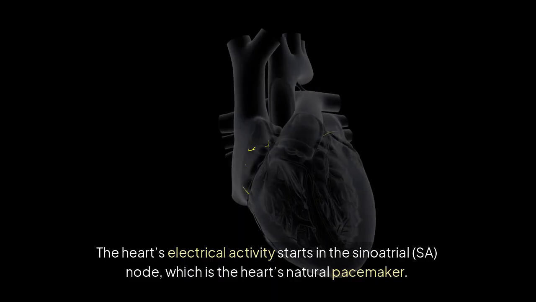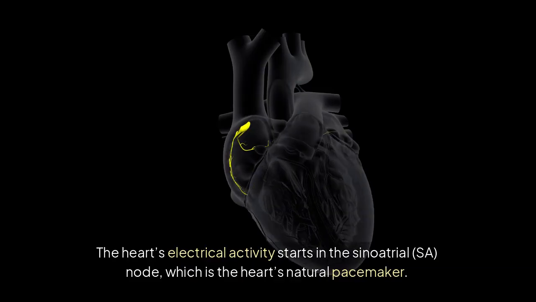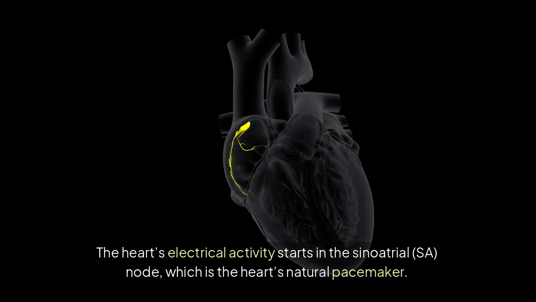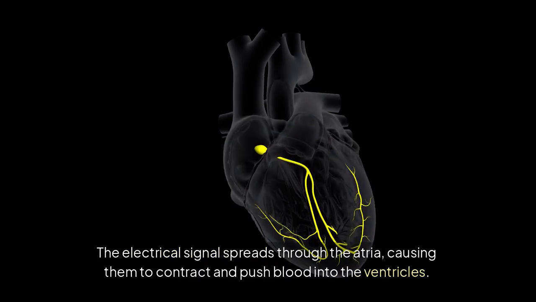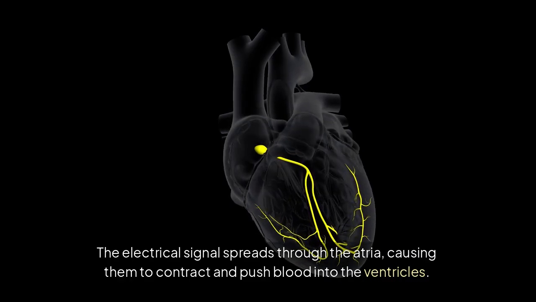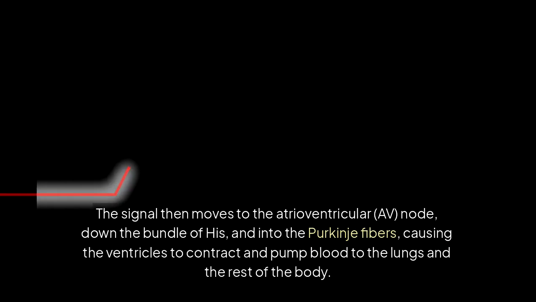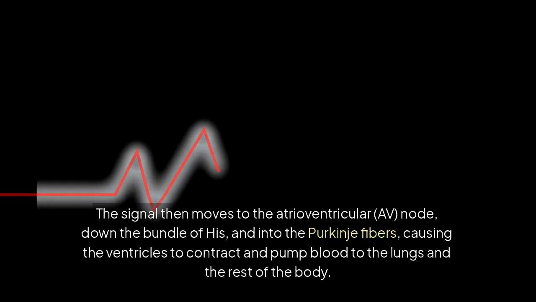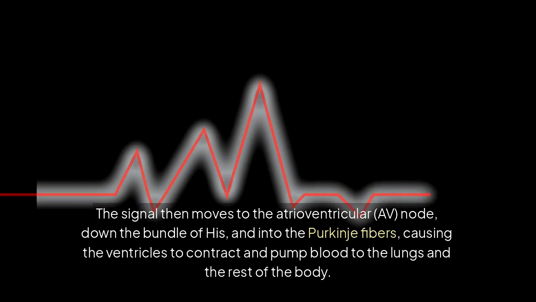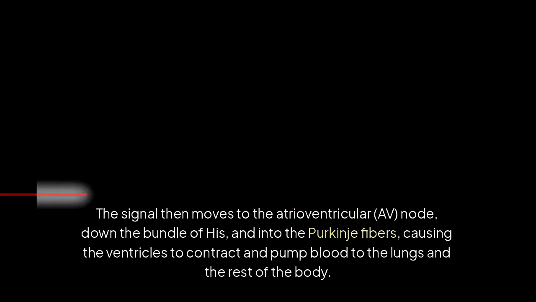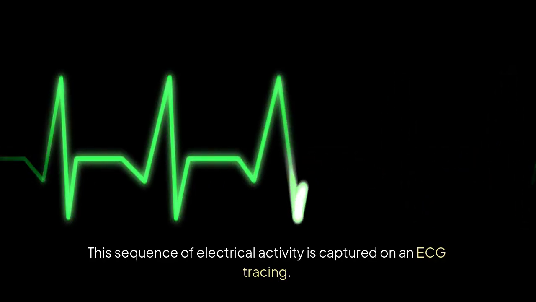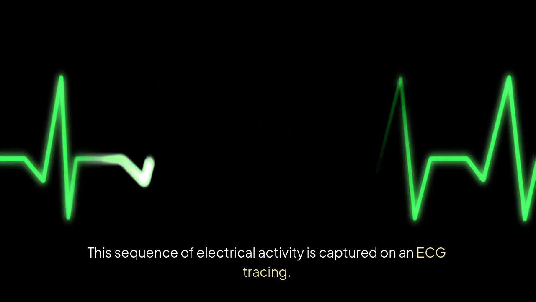The heart's electrical activity starts in the sinoatrial (SA) node, which is the heart's natural pacemaker. The electrical signal spreads through the atria, causing them to contract and push blood into the ventricles. The signal then moves to the atrioventricular (AV) node, down the bundle of His, and into the Purkinje fibers, causing the ventricles to contract and pump blood to the lungs and the rest of the body. This sequence of electrical activity is captured on an ECG tracing.